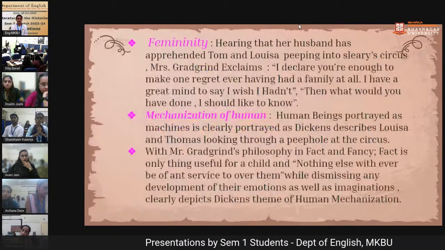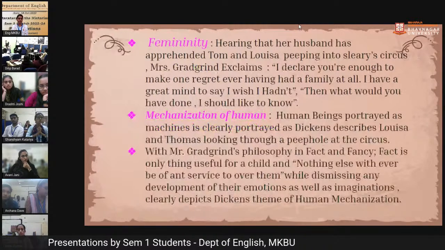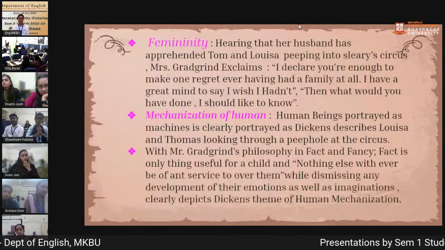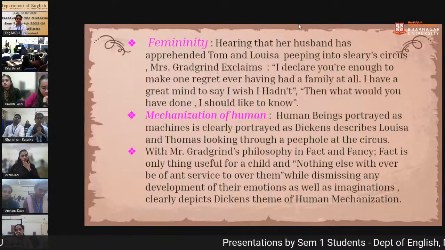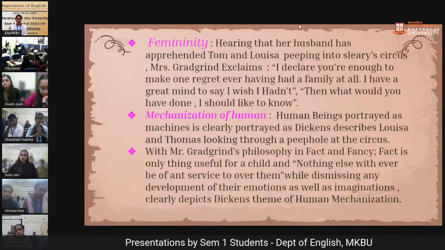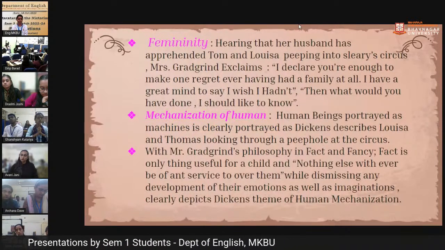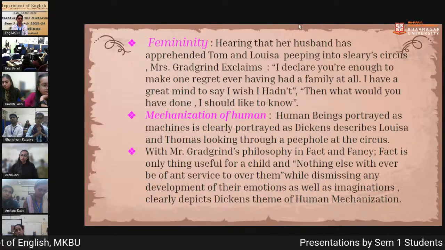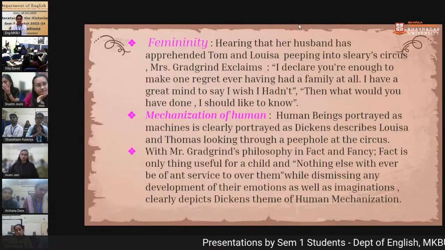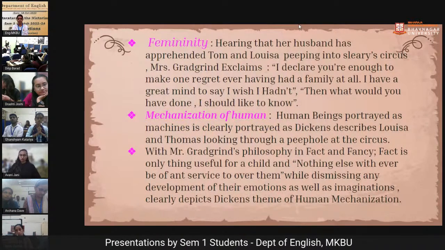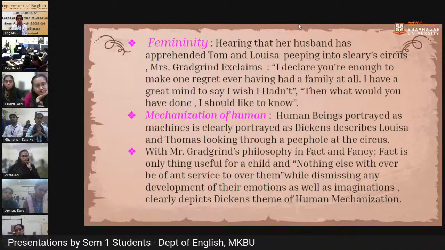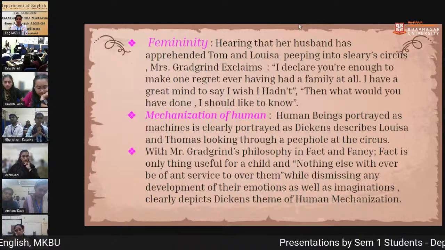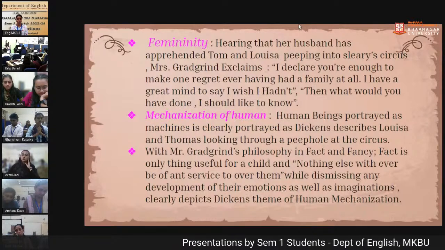Femininity. Hearing that her husband is apprehended, Tom and Louisa peeping into Sleary's circus, Mrs. Gradgrind exclaims, "I declare you are enough to make one regret ever having had a family at all. I have a great mind to say... I wish I had not. Then what would you have done? I should like to know."